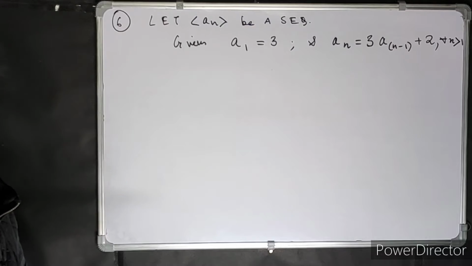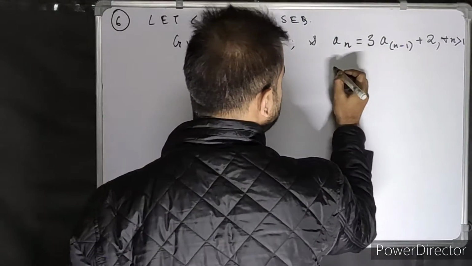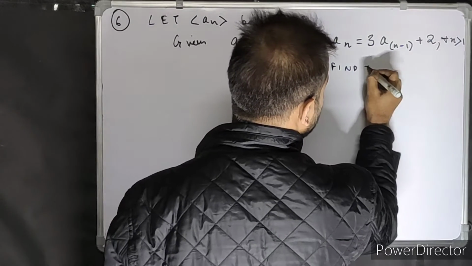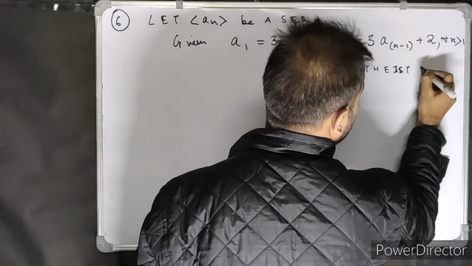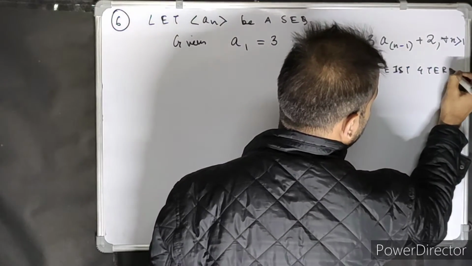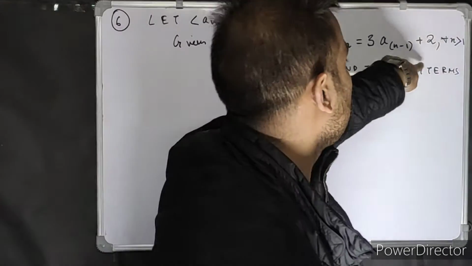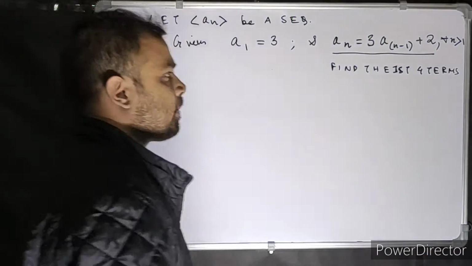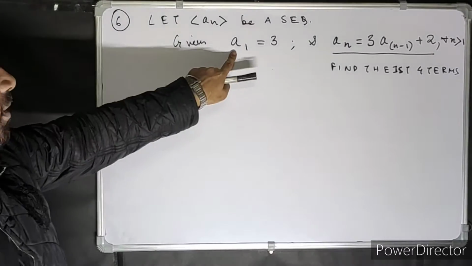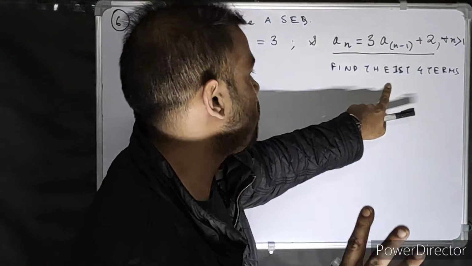And the question is, find the first 4 terms. This is what you have to find. Now, this is the formula for the nth term. This is the first term already given to you. That means you have to find another 3 terms.